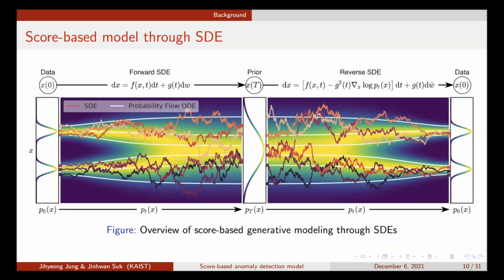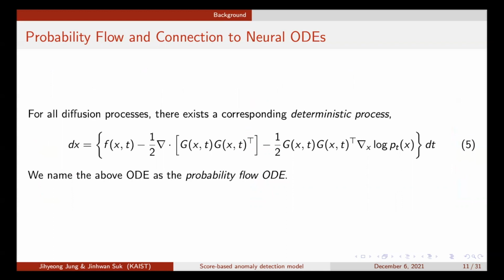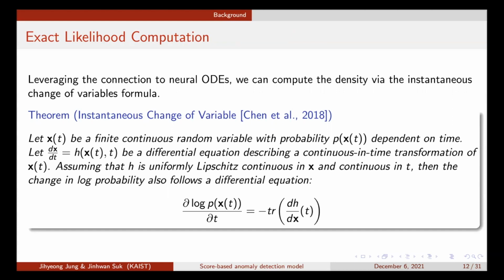Here is an overview of score-based generative modeling through SDEs. In the forward SDE, with given f and g functions, we perturb the true data distribution to a distribution whose sampling is easy. In this case, we use the Gaussian distribution, and using the reverse SDE, we can reconstruct the data distribution. And we can connect the score-based SDE with neural ODEs because every diffusion process can be represented as a deterministic process in a Liouville form. So we name the above ODE the probability flow ODE, and we will use this form to compute the likelihood. And in the neural ODE paper, they suggest a way of calculating the likelihood when we have the dynamics of x corresponding to time step t. We can calculate p(x_t) by solving these ODEs.